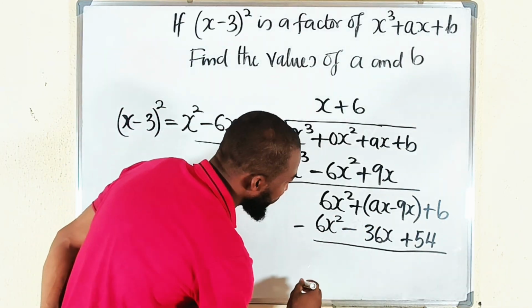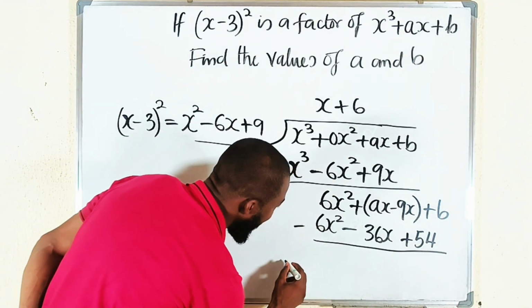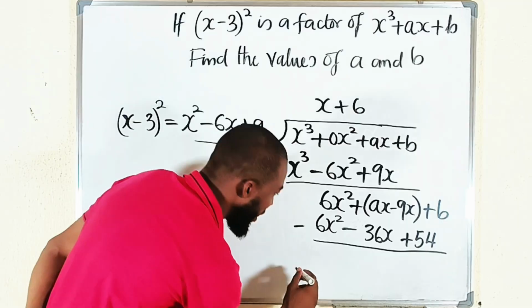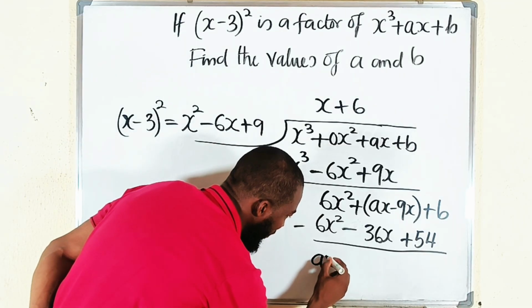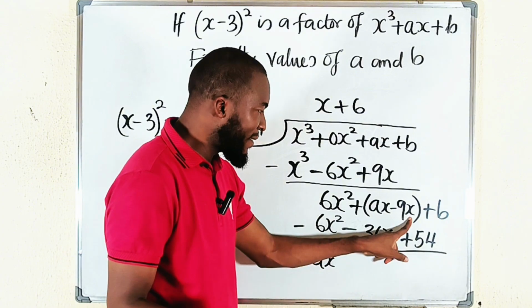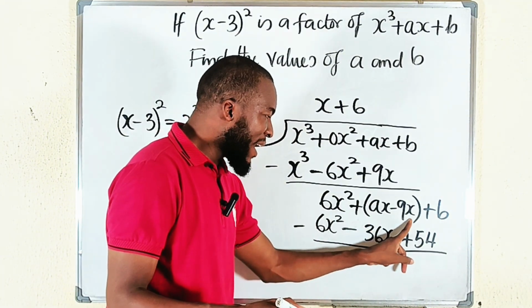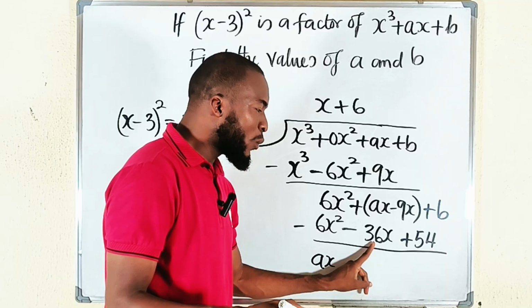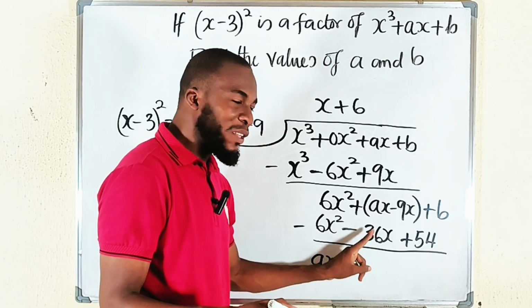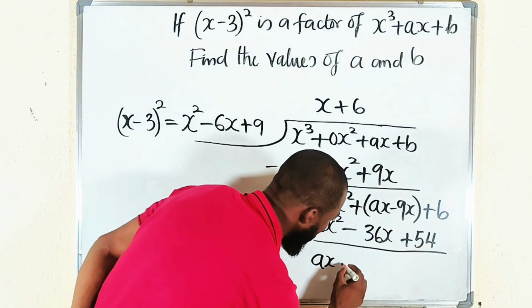So we have, what do we call it? Or should I do it directly? Let me do it directly. Let me drop ax. Then minus 9x, minus, this is plus, that is minus 9x plus 36x, which is positive 27x.